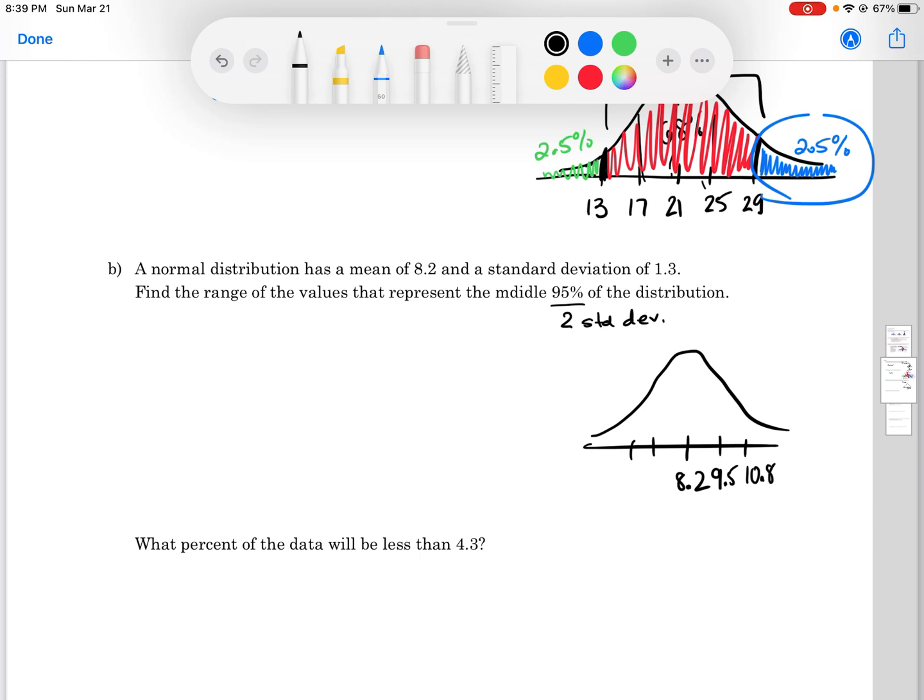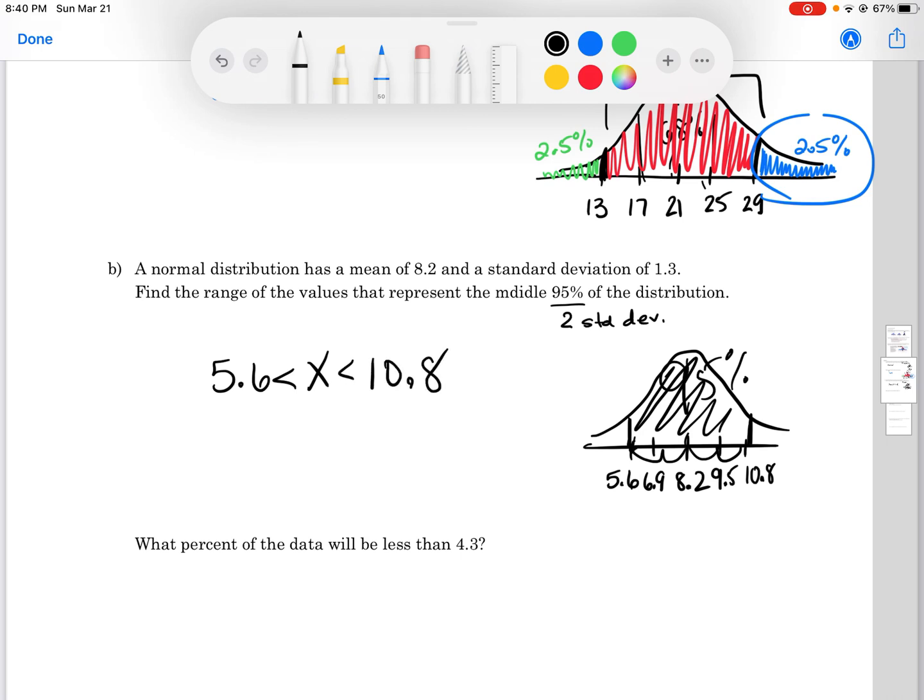All right. How about if we subtract? So 8.2 minus 1.3 is going to give us 6.9. And then if we subtract it again, that's going to give us 5.6. And 95% is those 2 standard deviations away. So all of this is 95%. That's between 5.6 and 10.8.